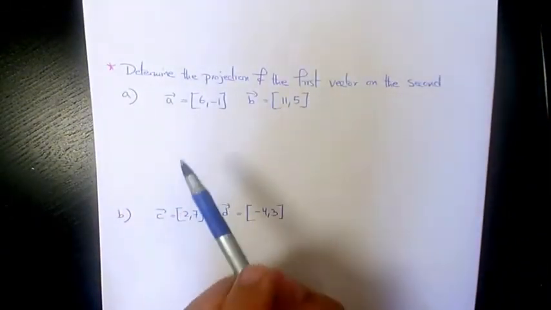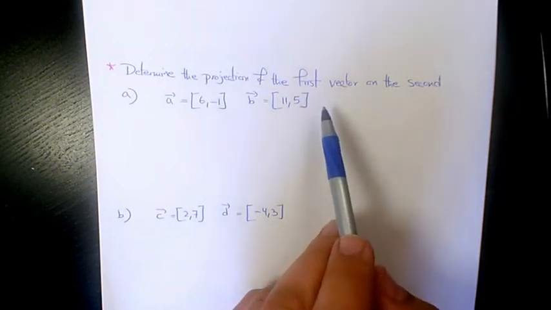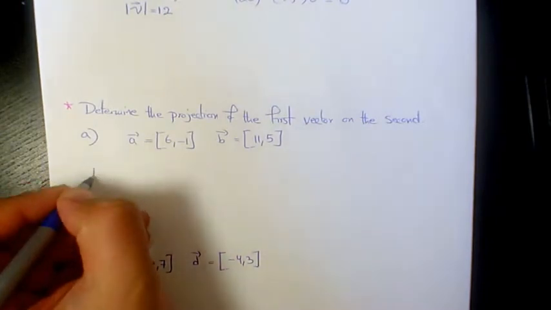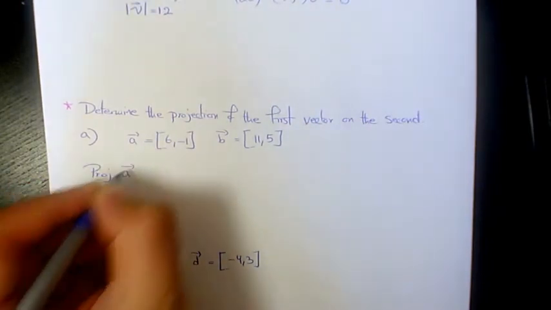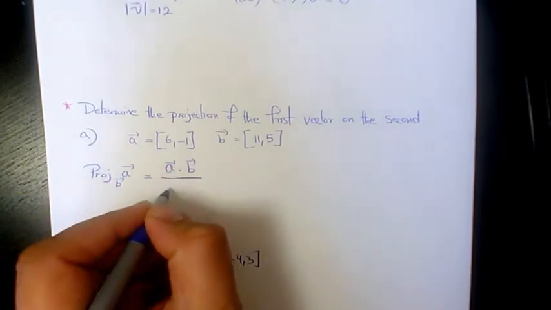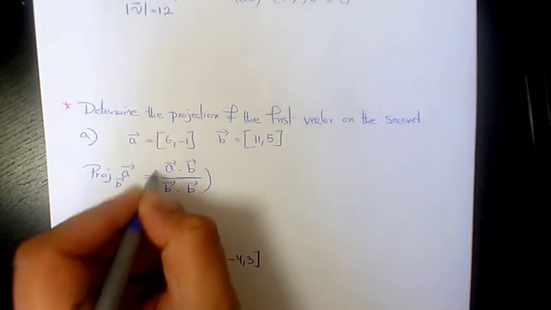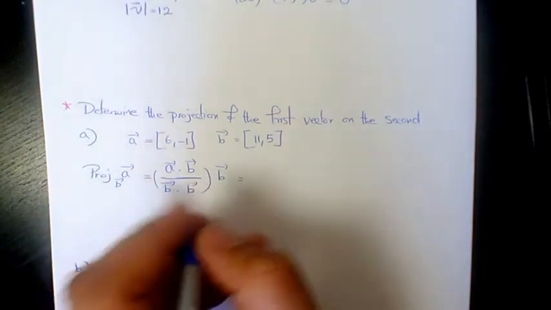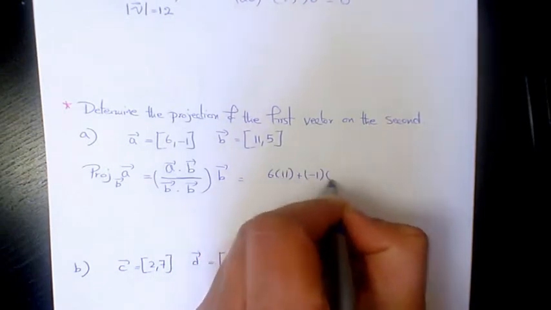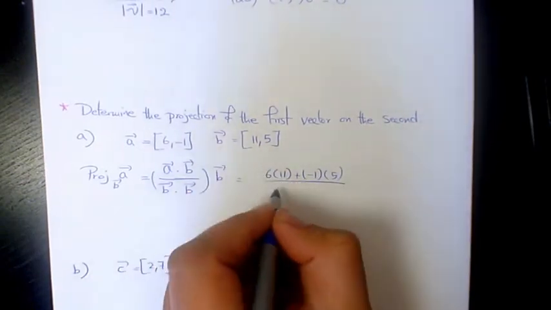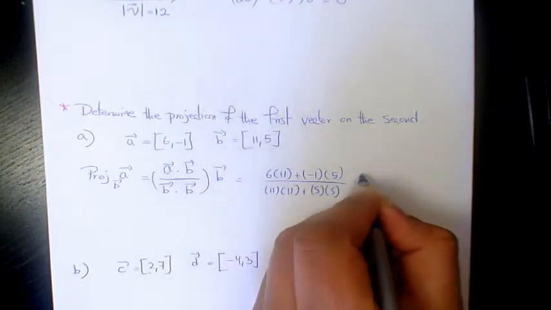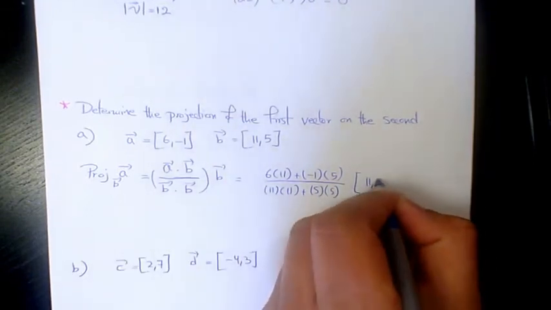Next one, determine the projection of the first vector on the second. The projection of A over B will be the dot product of A and B divided by the dot product of B and B, times B. So the dot product of A and B is going to be 6 times 11 plus negative 1 times 5, divided by 11 times 11 plus 5 times 5, multiplied by vector B, which is 11 and 5.